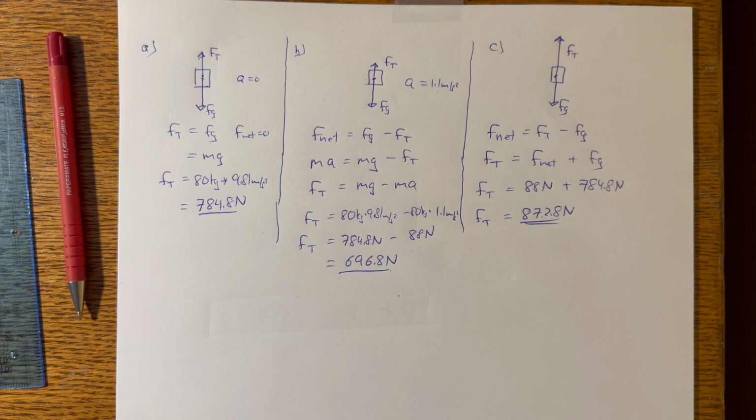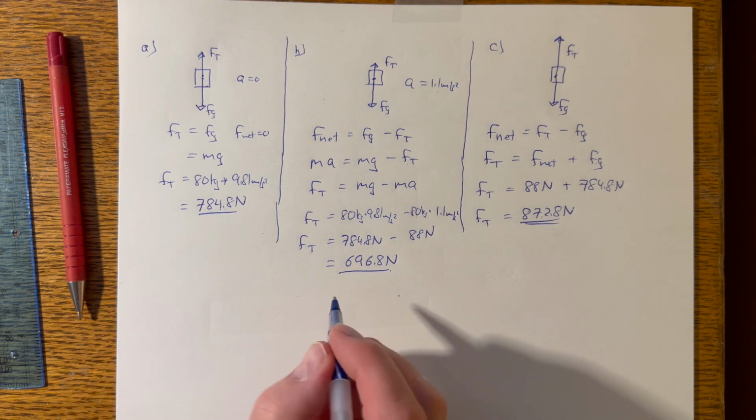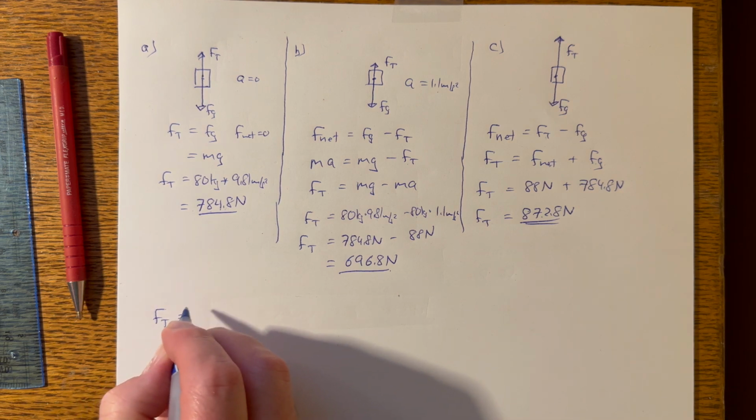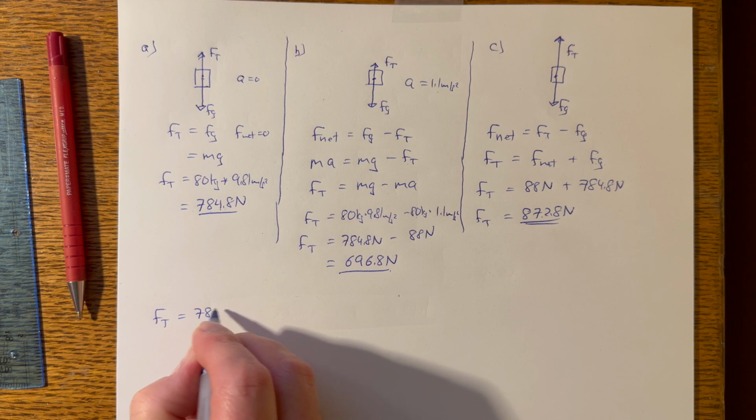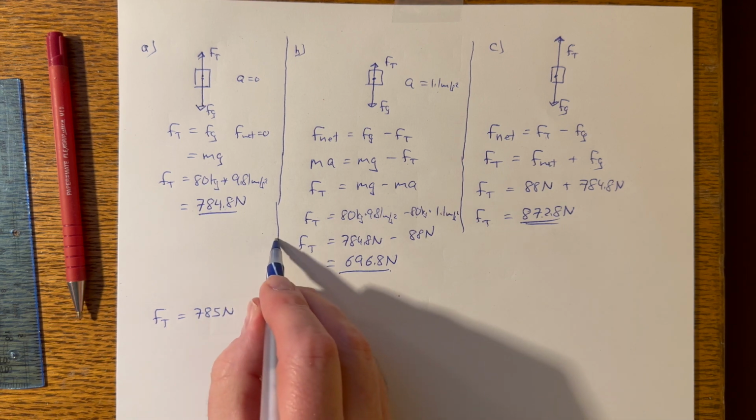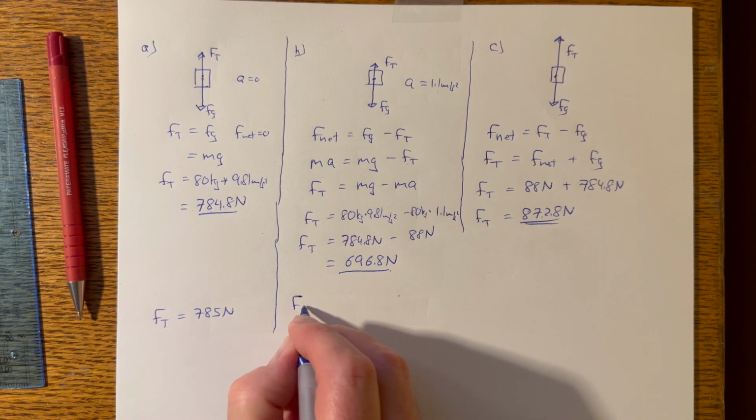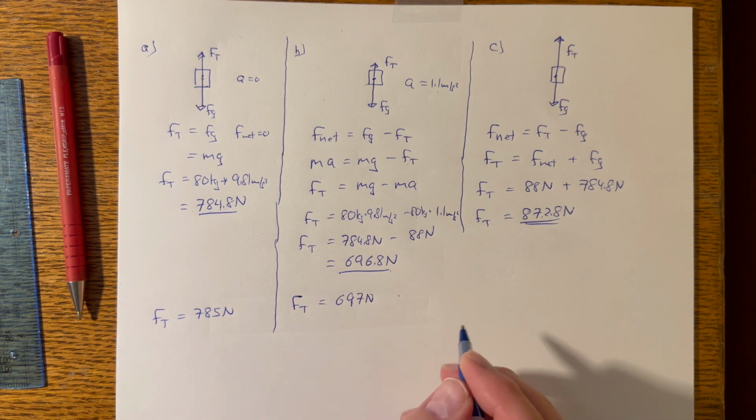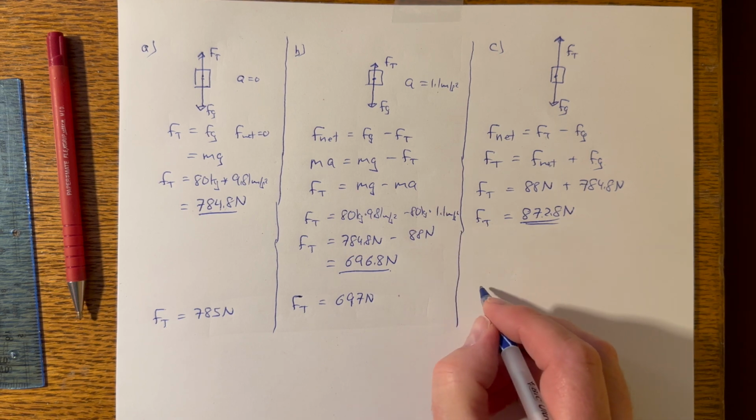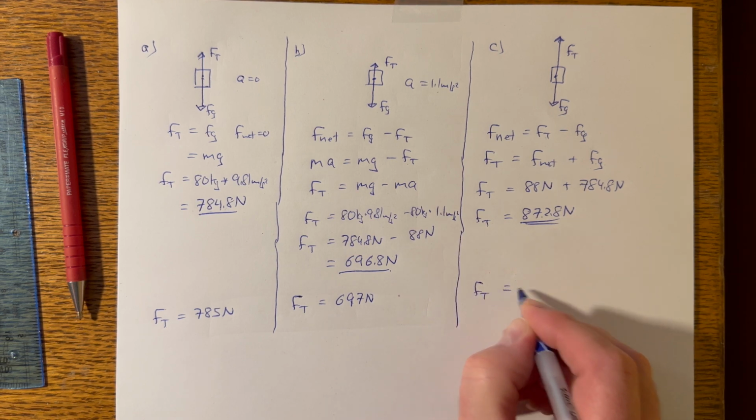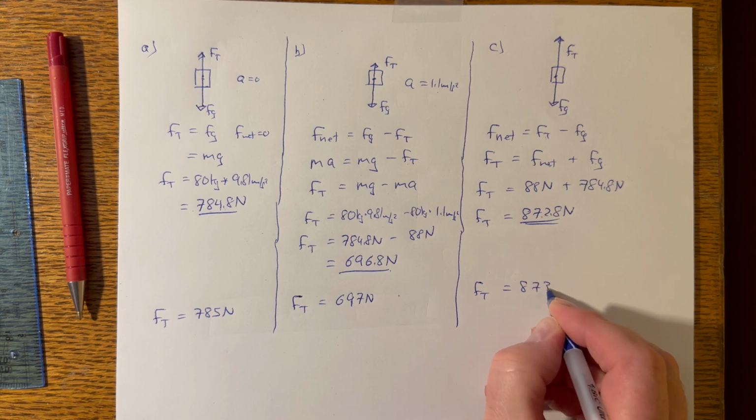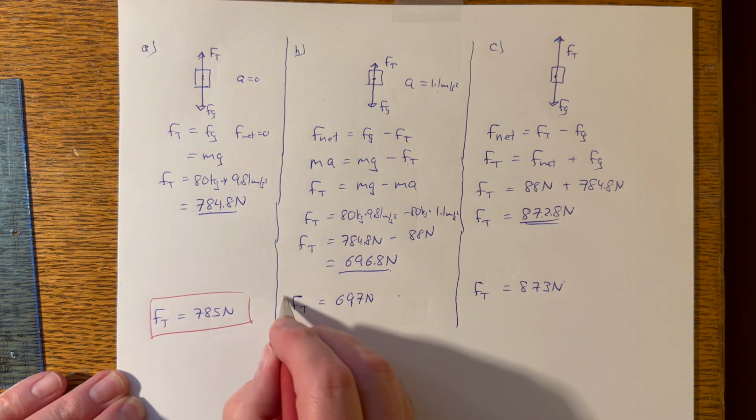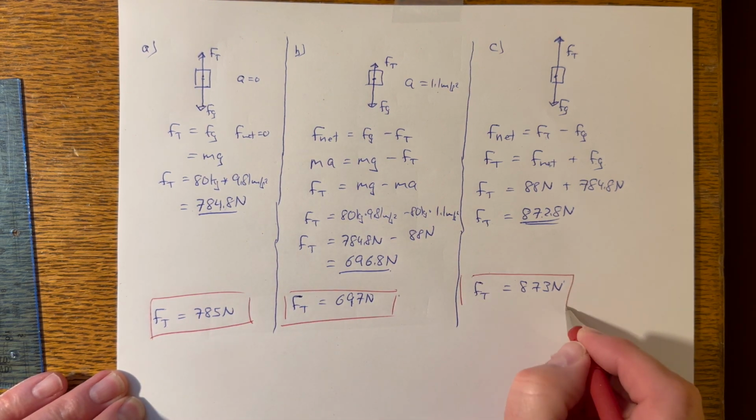Here, to the proper significant digits, for part A, the tension force, or in other words apparent weight, is 785 newtons. And over here, feeling a little lighter, going downwards, 697 newtons. And over here, going upwards, feeling a little bit heavier, Ft equals 873 newtons. Those are our final answers for part A, part B, part C.